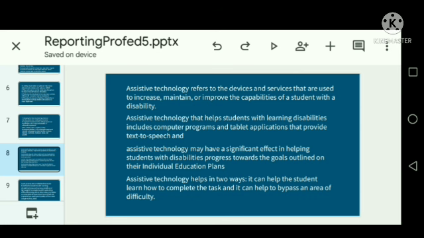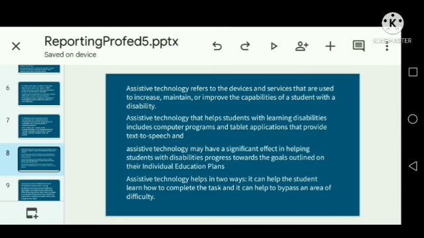And assistive technology can have a significant effect in helping students with disabilities progress toward the goals outlined on their individual education plans. Okay? So muna ang nagi-effect sa bata gyud. Assistive technology help in two ways. It can help the student learn how to complete the task. So baka easy lang sa ilaha, and it can also help to bypass the area of difficulty. So dali ra pud sila dili ra kayo sila maglisod ana nga labi na sa pagtuon kay tungod sa assistive technology.